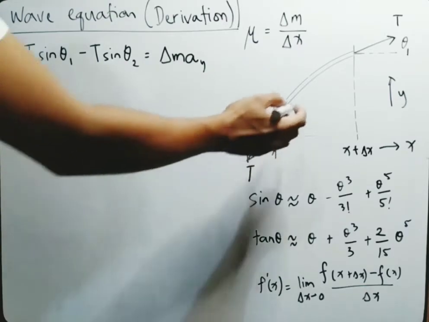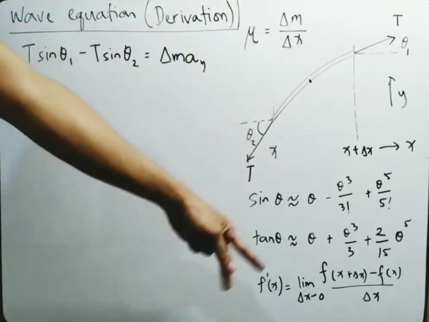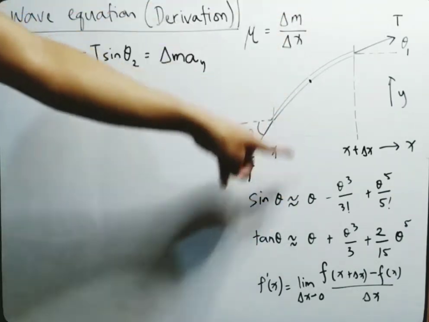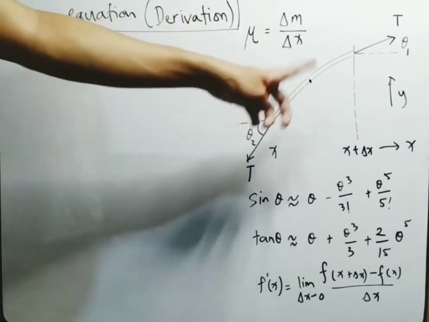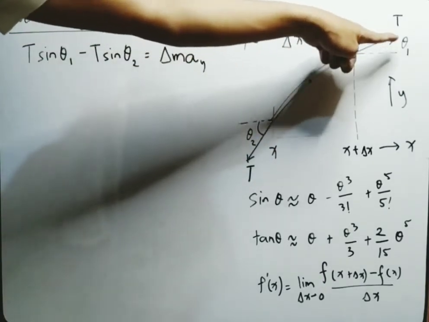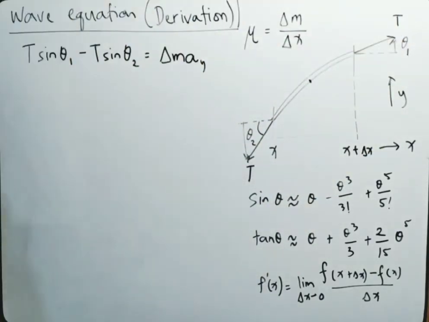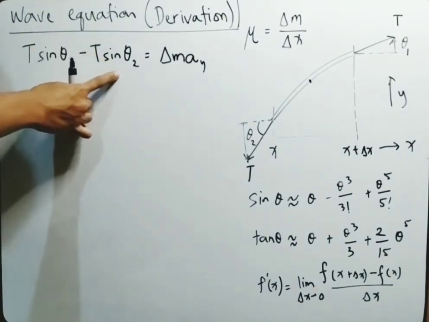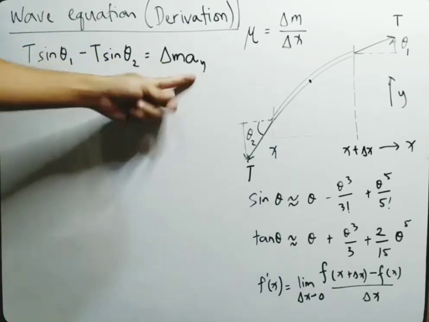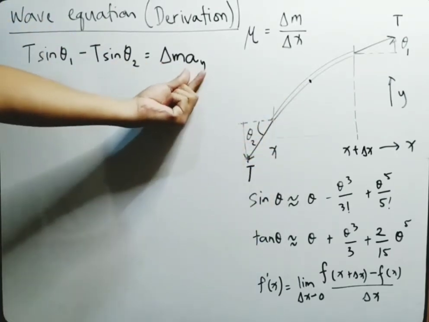You will see that if I'm going to place a point here, as the string goes up and down, it doesn't change its horizontal position. But the y position is constantly changing. Definitely it is accelerating only along the y, so we only care about the sine of theta, the vertical components. So if we're going to get their difference, that would be equal to delta m a. This is the mass present in this tiny piece of string times a sub y, which is the acceleration along the y axis.